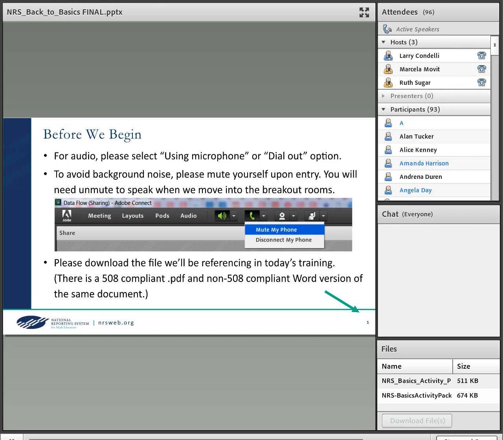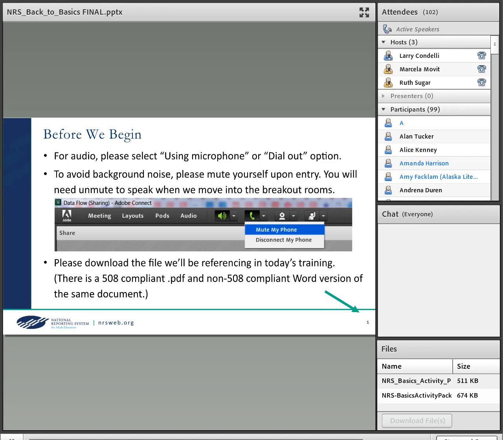I just wanted to go over quickly how to avoid background noise, and I know that you've been in many meetings over the last few months, so you're familiar with this. Please make sure that you do mute yourself at all times, unless we're in the breakout rooms, in which case we're going to allow you to unmute yourself so that you can speak. And it looks like everyone so far has joined using the microphone or dial-out option, so that's fantastic.